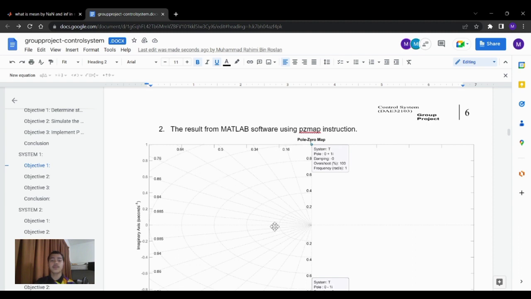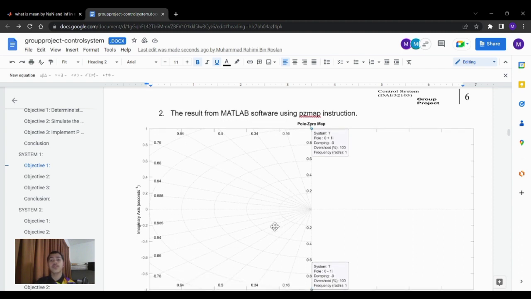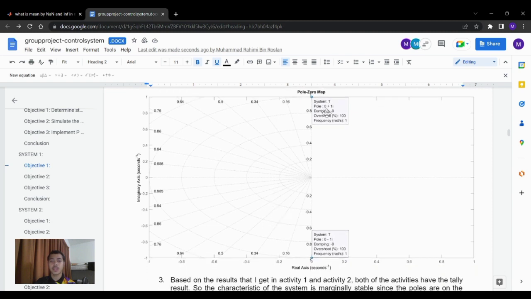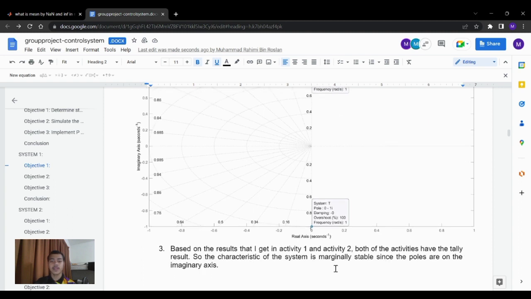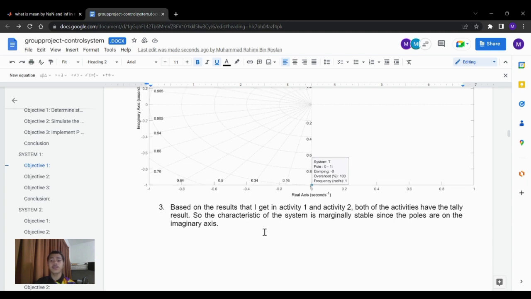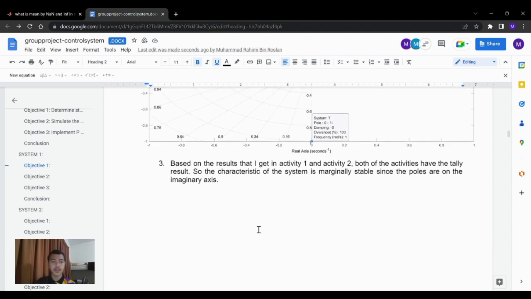This is the result from MATLAB software using the pzmap instruction. As you can see here, the pole is 0 plus 1i, and the second pole is 0 minus 1i. Based on the results that I get in activity 1 and activity 2, both of the activities have a tally result. So the characteristic of the system is marginally stable since the poles are on the imaginary axis.